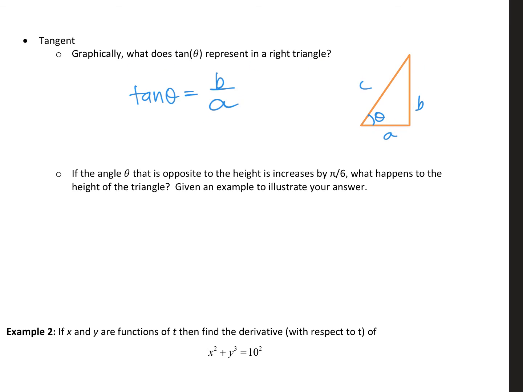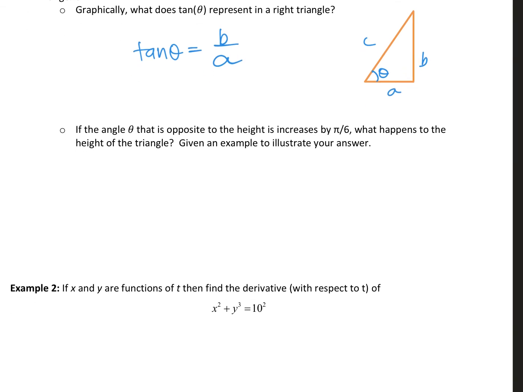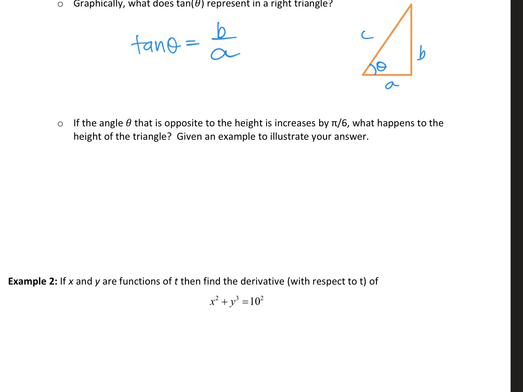Okay, so I got that. If the angle theta, which is opposite to the height, is increased by pi over 6, so we're talking about this angle, if this angle is increased by pi over 6, what happens to the height of the triangle? Okay, let's see how that works. Let's move up here. I'm just going to create my own triangle. I'll make it up here, so I'll have something like this.